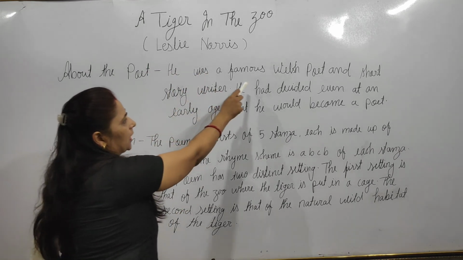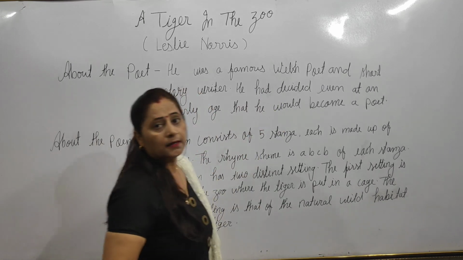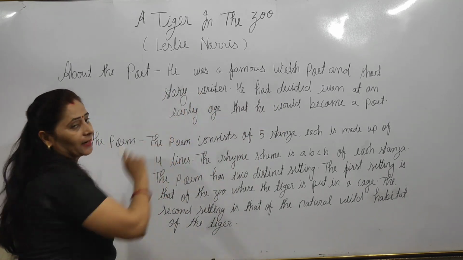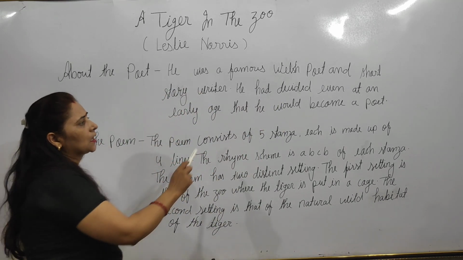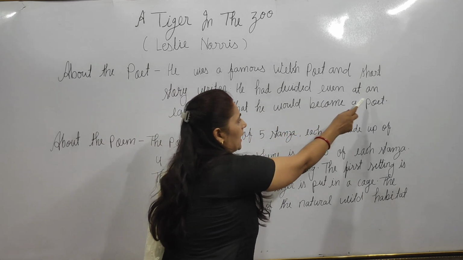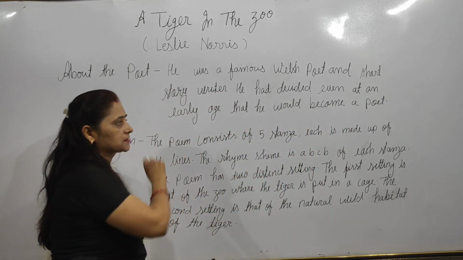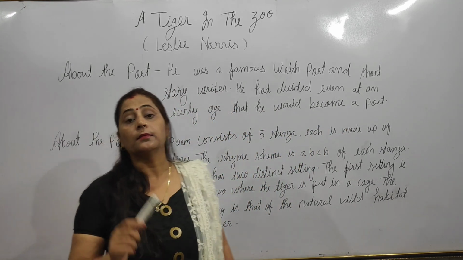Leslie Norris was a famous Welsh poet and short story writer. He had decided even at an early age that he would become a poet.